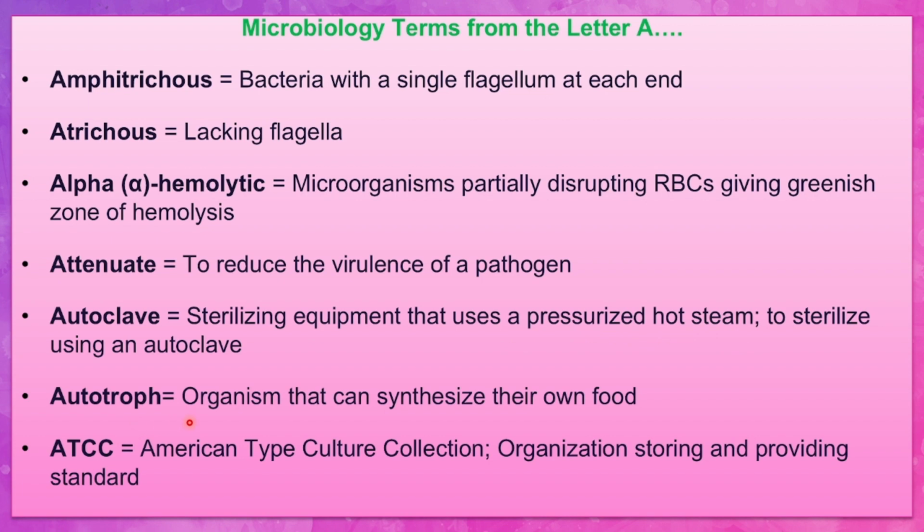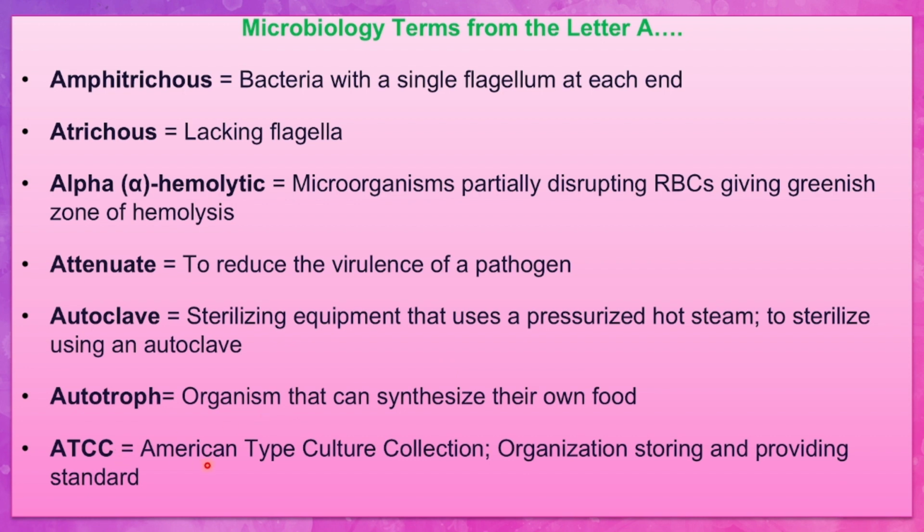Autotrophs. Autotrophs are basically organisms that can synthesize their own food. It may include higher and lower organisms, such as higher plants that can synthesize their own food, or lower organisms such as bacteria and algae. They can also synthesize their own food. So these are called autotrophs, or autotrophic organisms.